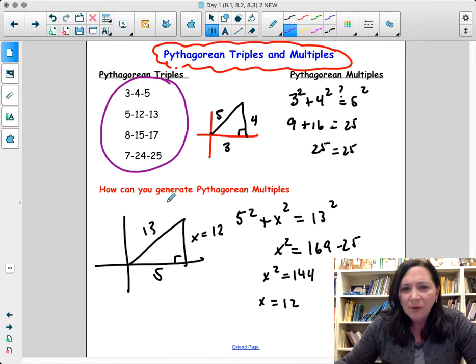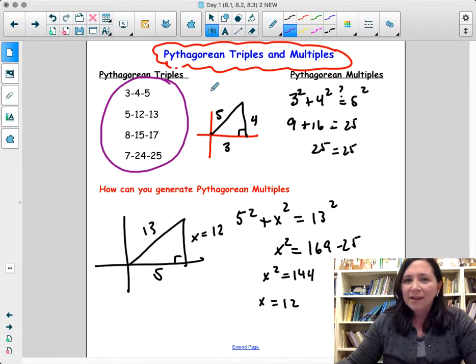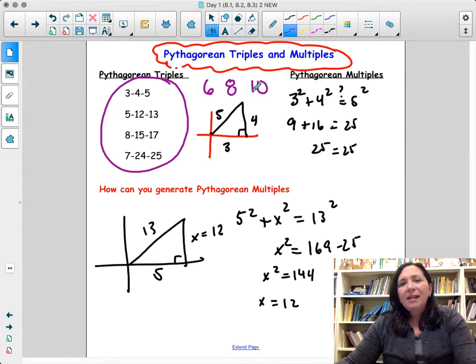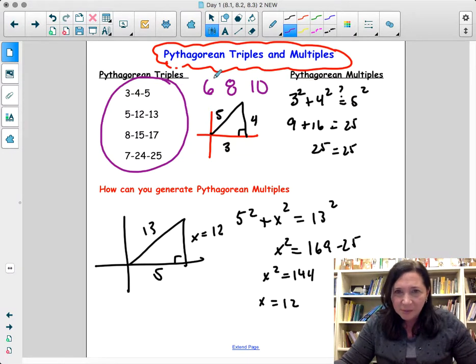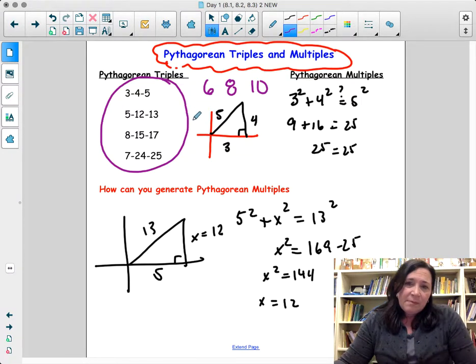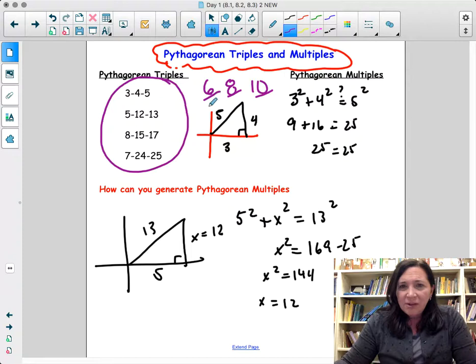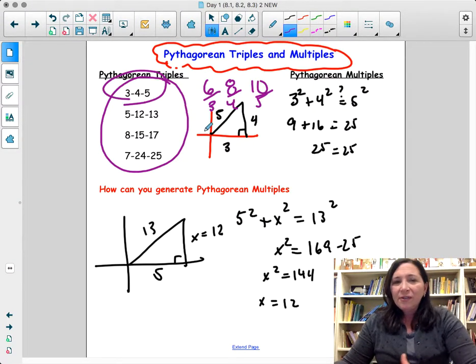A lot of people think of this one, which is very popular, 6, 8, 10. People look at that and they go, oh, that's a triplet. But that's not a triplet because it's a multiple of a triplet. If I were to divide each one of these by 2, I'd have 3, 4, 5. Oh, that's a triplet. So you're going to see a lot of triplets.